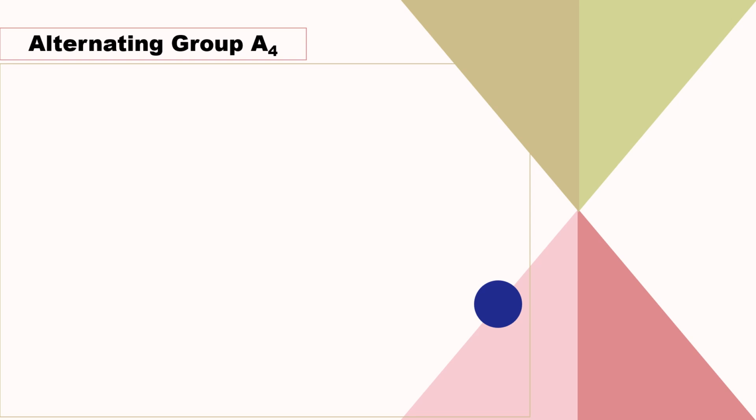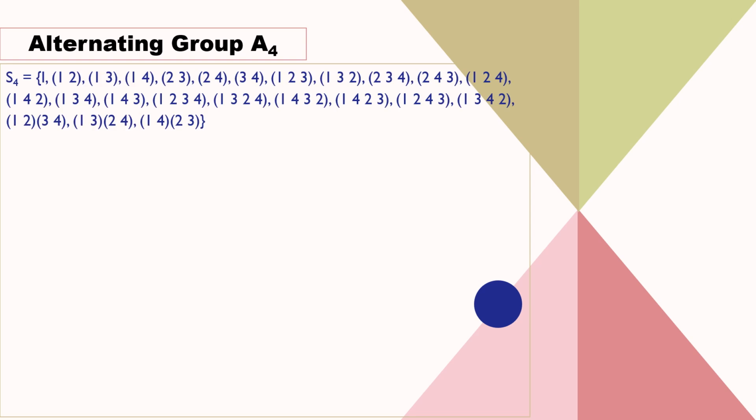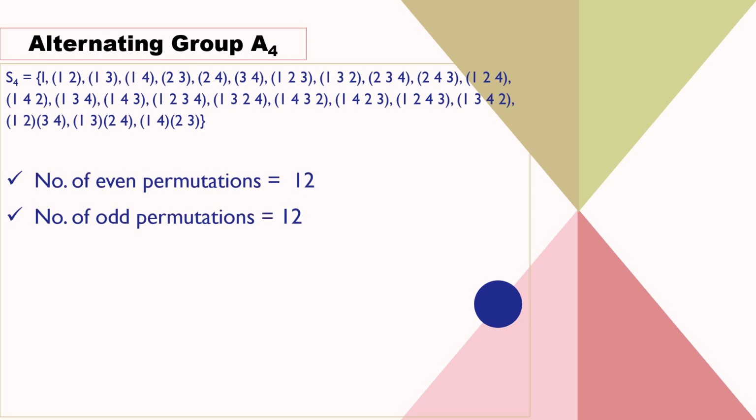Now we will talk about the alternating groups. As we talked about the alternating group A3, similarly we're talking about alternating group A4. So from this S4, we will now know the number of even permutations and the number of odd permutations. Again, we've explained this in detail. I won't be going into specifics again.